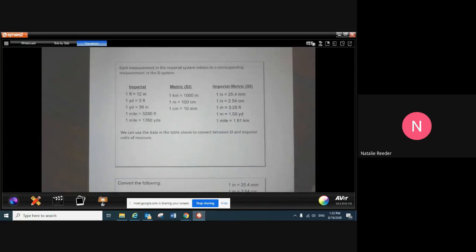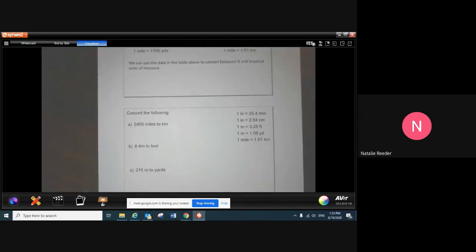Important ones to know are 1 inch is equal to 2.54 centimeters, and a mile is equal to 1.61 kilometers. Now, again, on the conversion sheet that you will find in the Google Classroom, or if your teacher gives you a copy, you will have these conversion factors with you along the way. So let's get started and do a few examples.